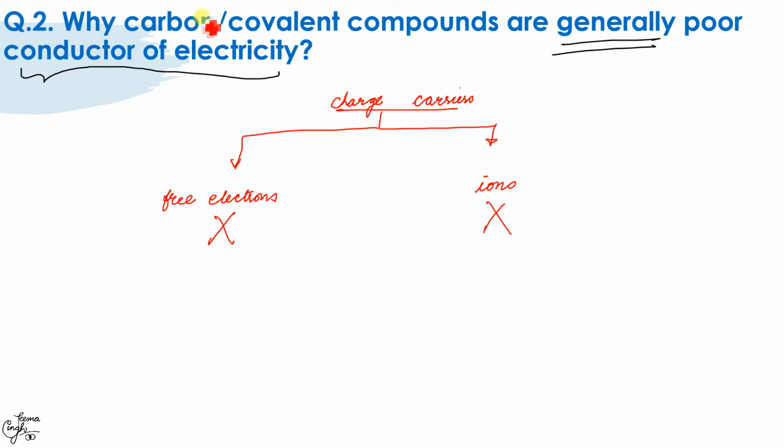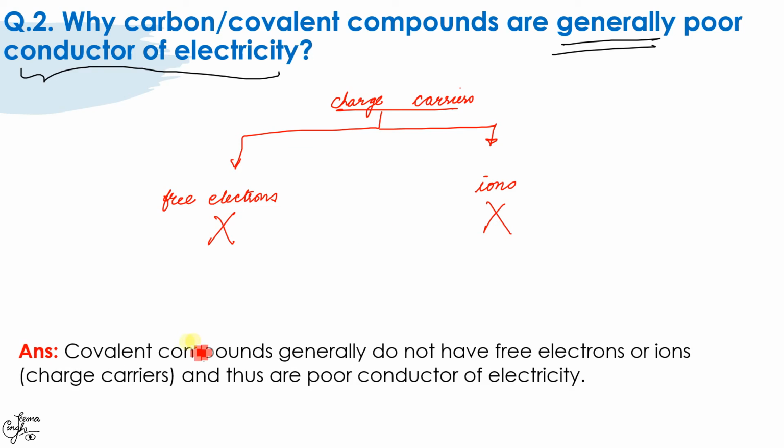So if this is a question, what will be your answer? Covalent compounds generally do not have free electrons or ions. What are these free electrons or ions? They are charge carriers. So since there are no charge carriers, they are generally poor conductors of electricity. Now why did I say generally? Because there is an exception, let's say, graphite.